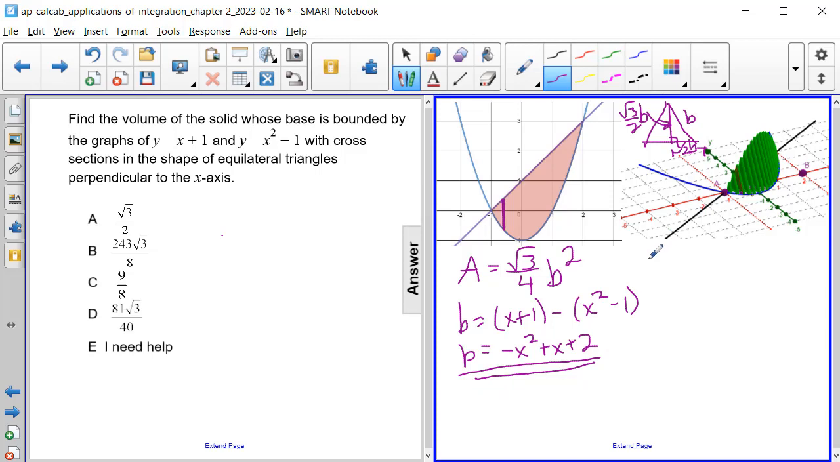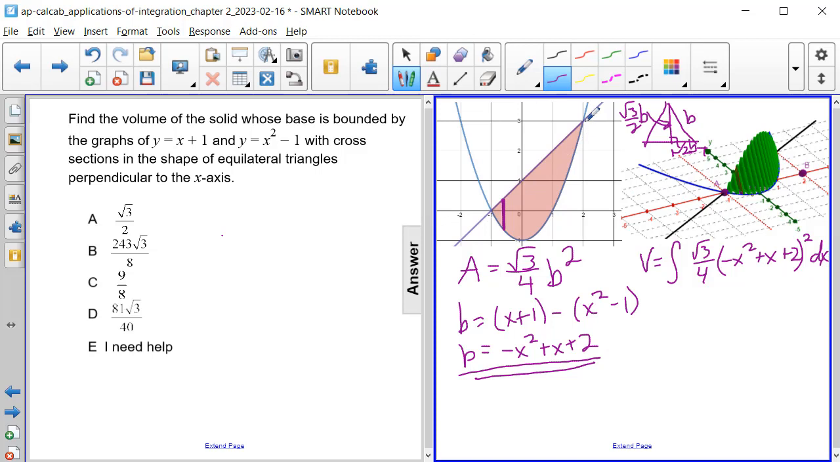And now in order to find the volume, we have to multiply the area by the thickness of our triangular cross sections, which is dx. And we're also going to have to integrate. So we're going to have square root of 3 over 4. Our b value is right here, so we're going to have negative x squared plus x plus 2. And because we are, again, dealing with the area of an equilateral triangle, we have to square this. And we're going to integrate with respect to x.